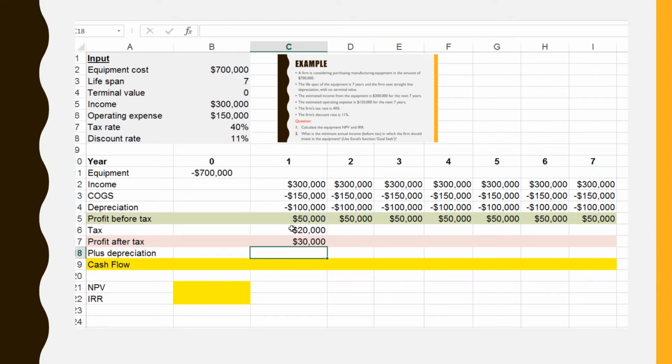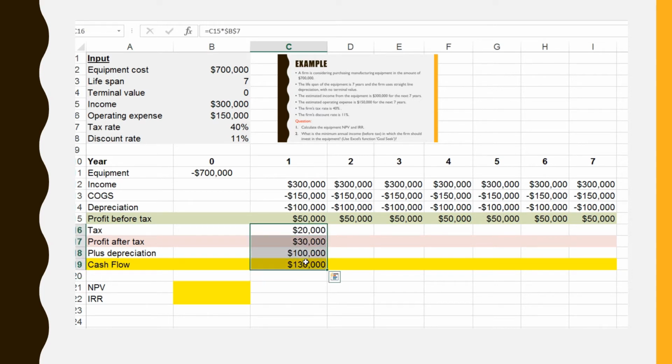We need to add back depreciation because depreciation is a non-cash item. It would reduce the cash flow of the business. Therefore, I type equal and point to the depreciation here, but I put a negative sign. Enter. After that, the cash flow is equal to the summation of these two figures, profit after tax plus depreciation. Enter. That is the answer.